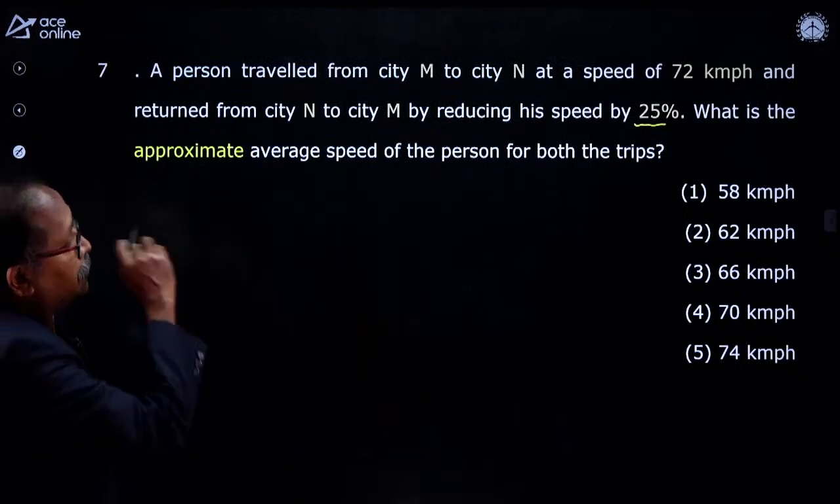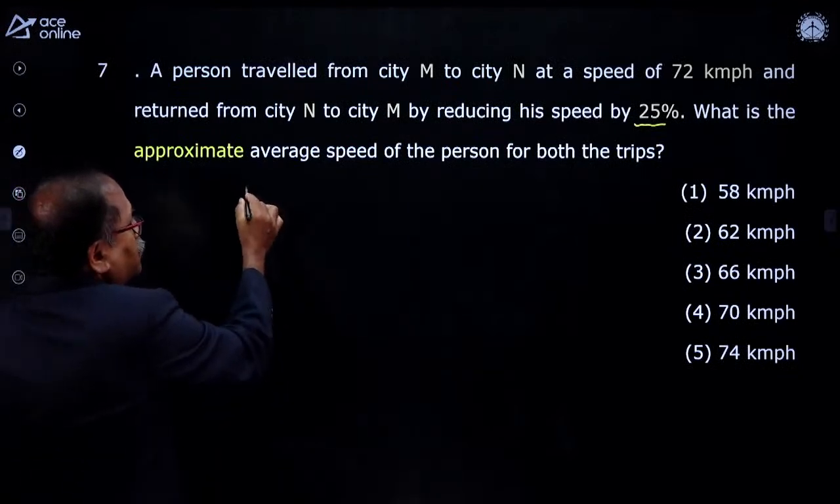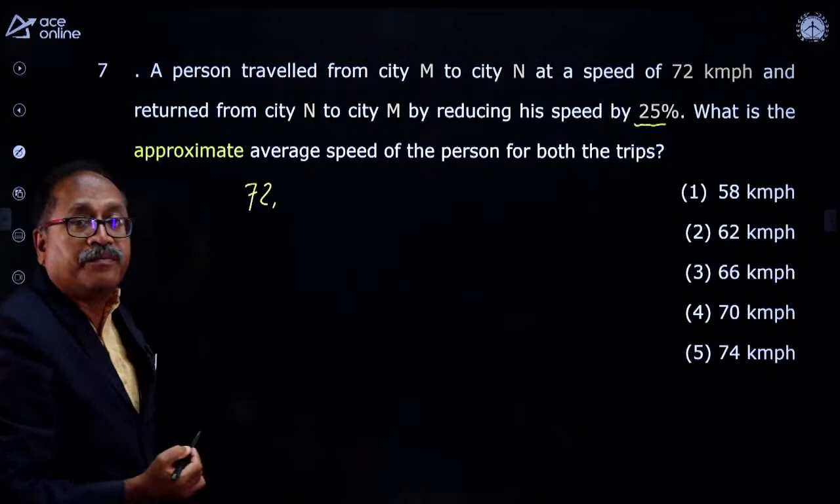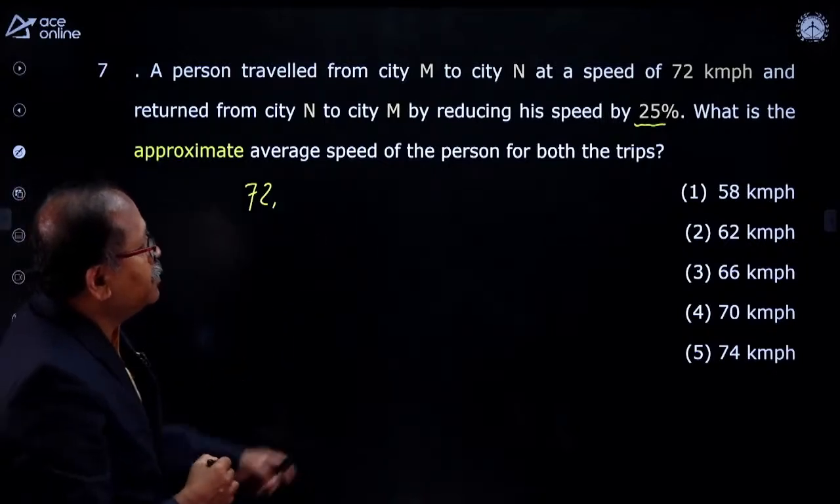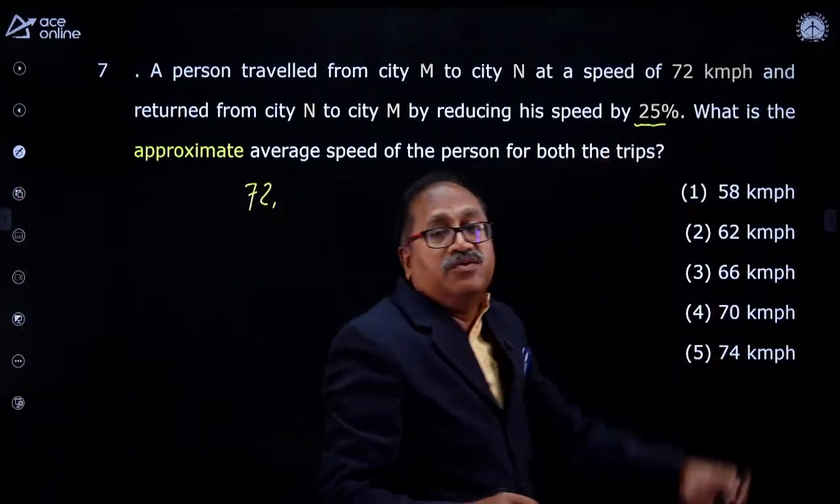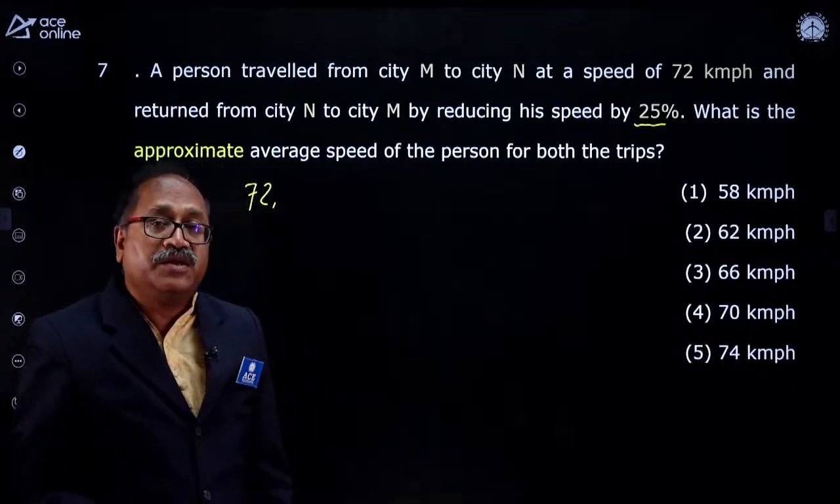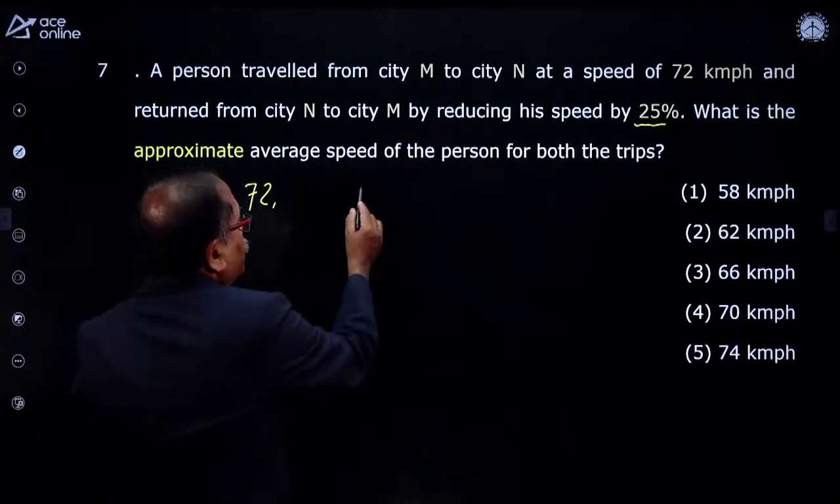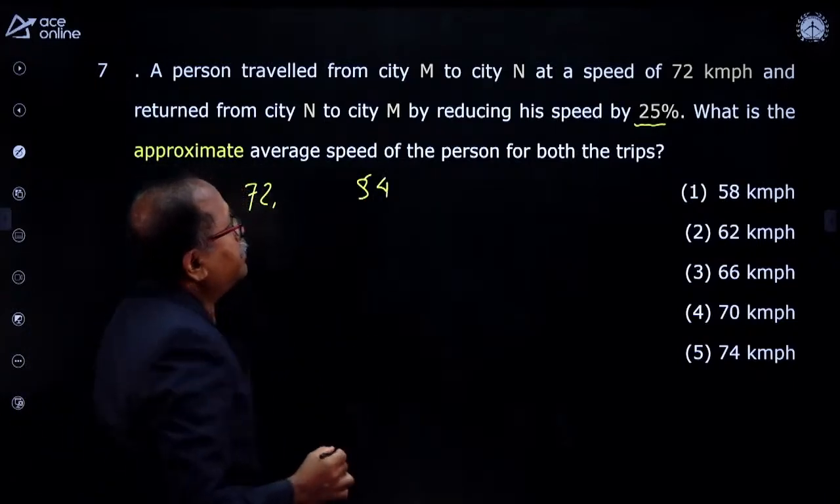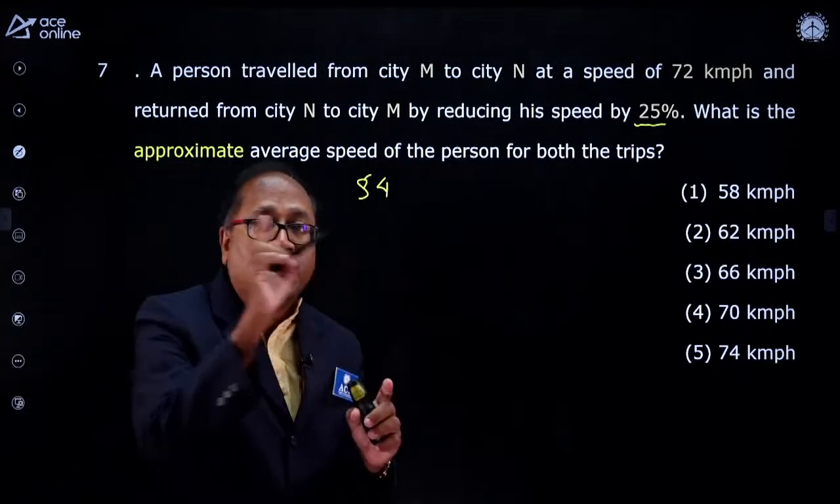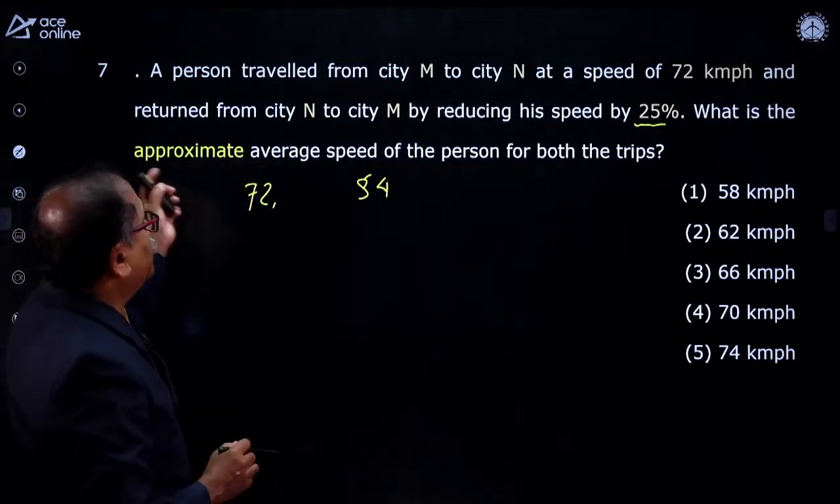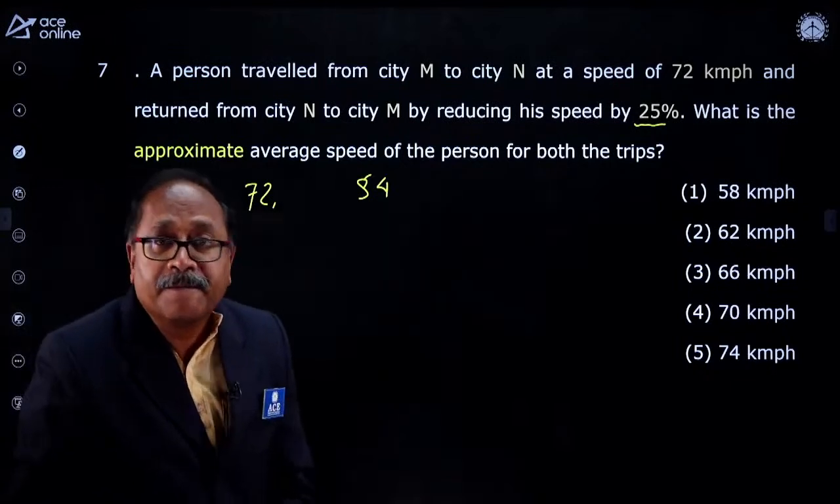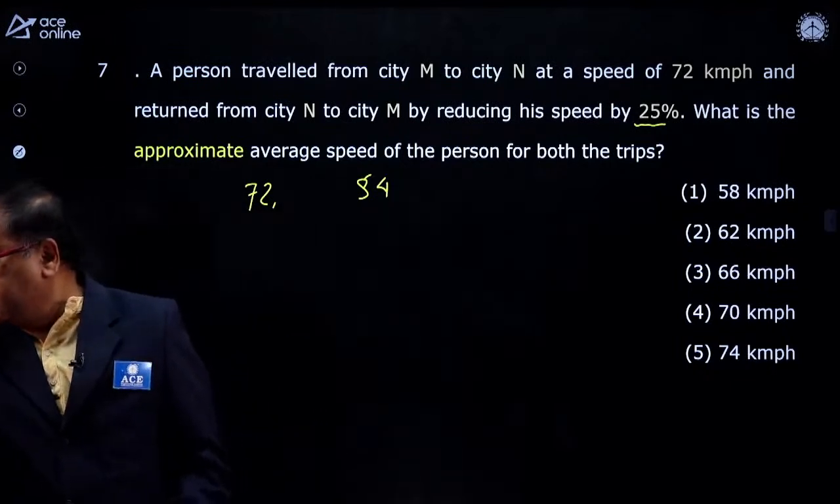Look at this one. I know that S1 is 72 km per hour. And while returning, he reduced the speed by 25%. 25% of 72 is nothing but 18 here. So that will become 54. And the distance is the same while going and while coming. Can you find out the approximate average speed? Yeah, do it, my friends.